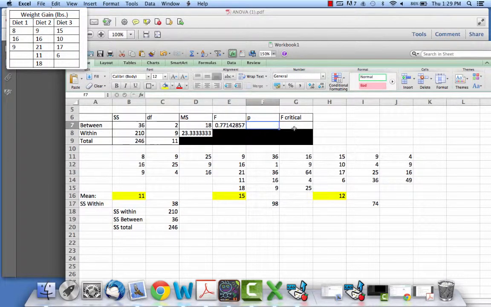We don't have the p. F critical, we can look it up. It's going to be way bigger than 0.77, I can tell you. Okay, so this is doing it by hand.